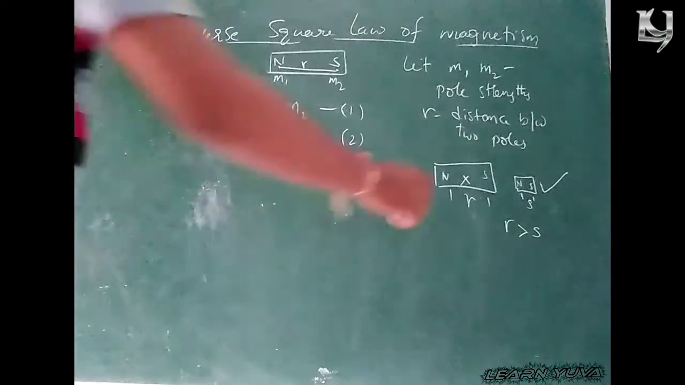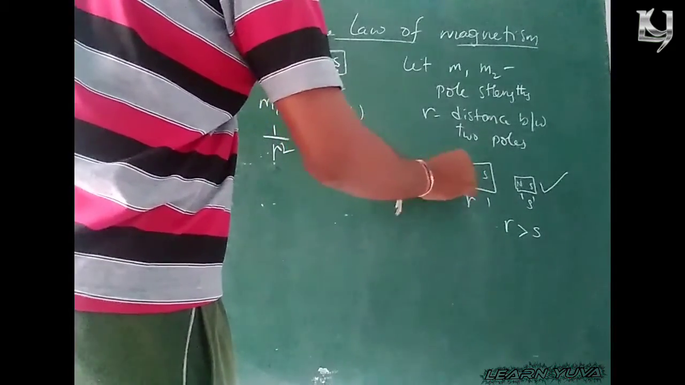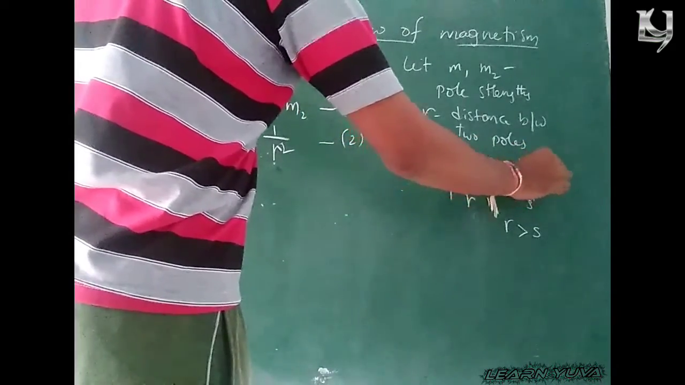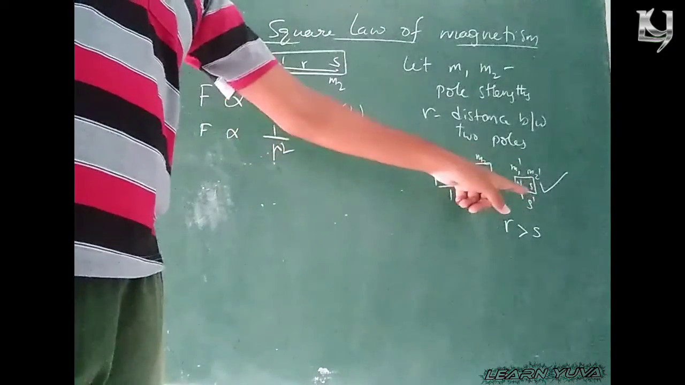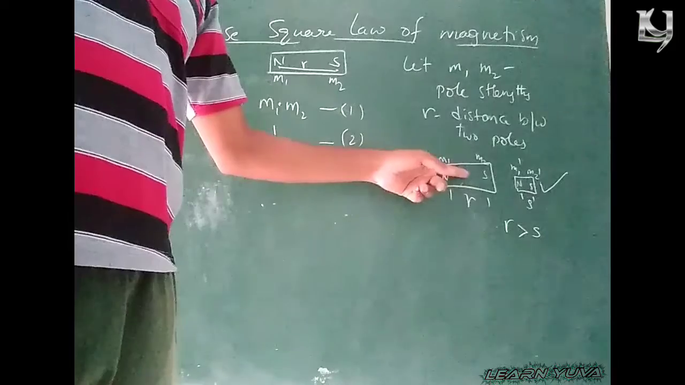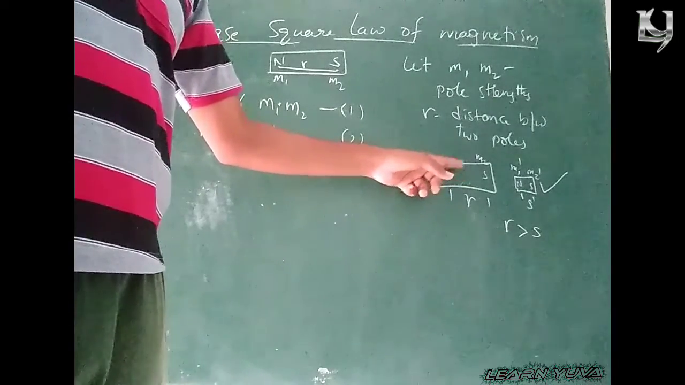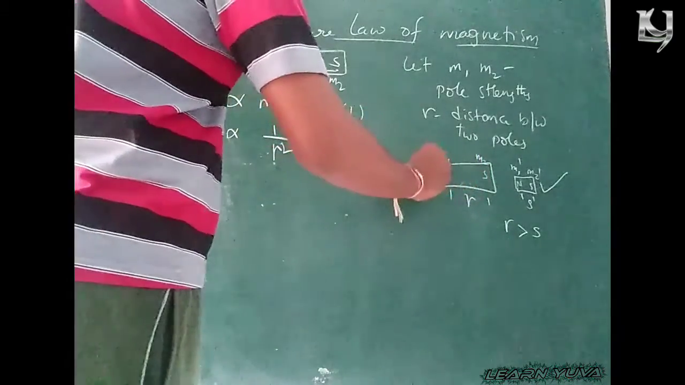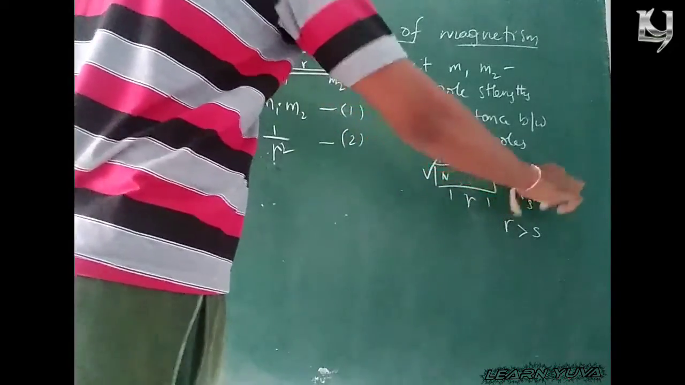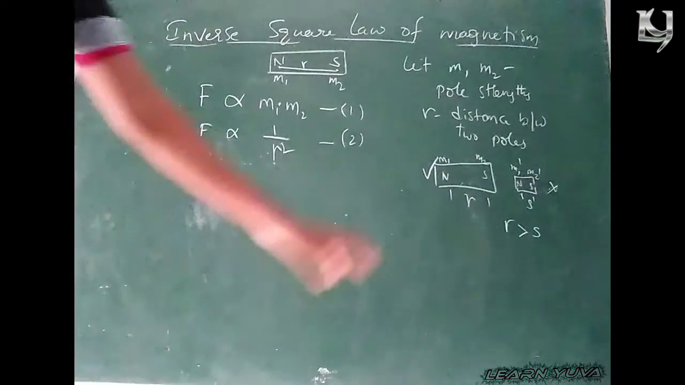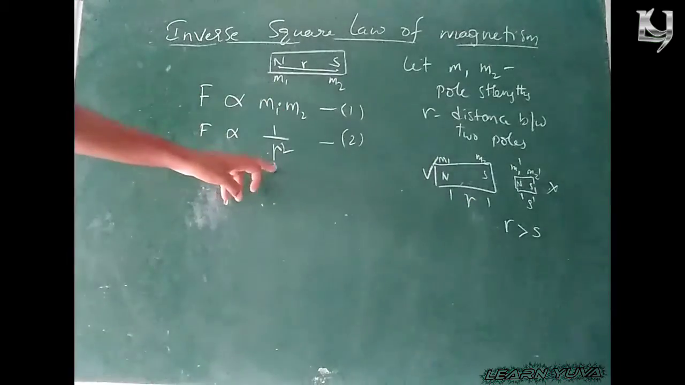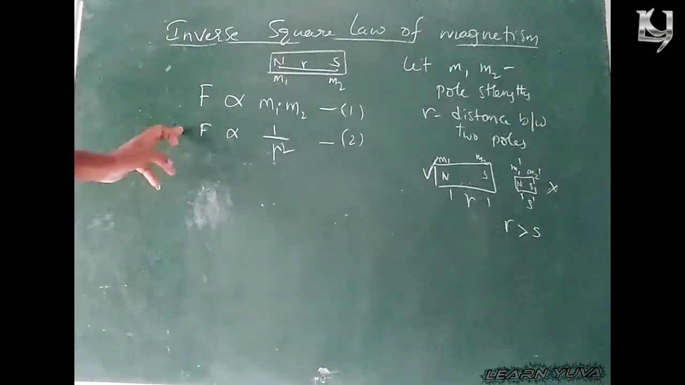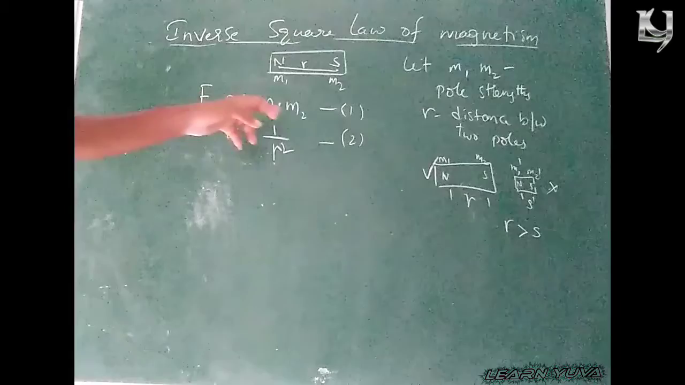If we consider the distance between the two poles, and M1, M2, M1 dash, M2 dash, the pole strengths are more for this first magnet. So obviously, considering the pole strengths, this magnet has more force of attraction than this. Clear? That depends upon the pole strength and the distance. Distance is inversely proportional, so distance increases, force decreases. Distance decreases, force increases. And the force is proportional to the product of the pole strengths.